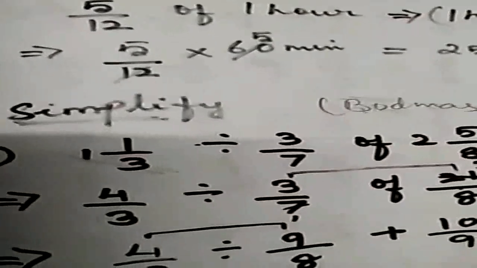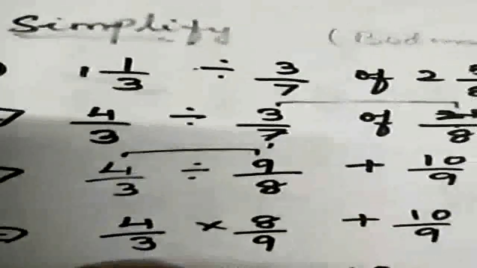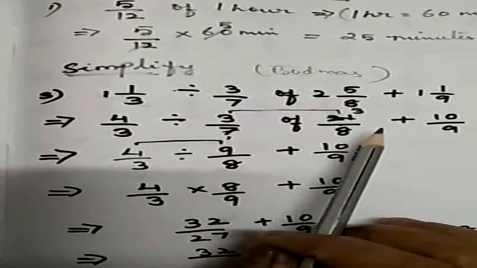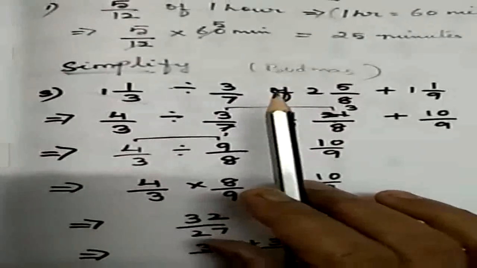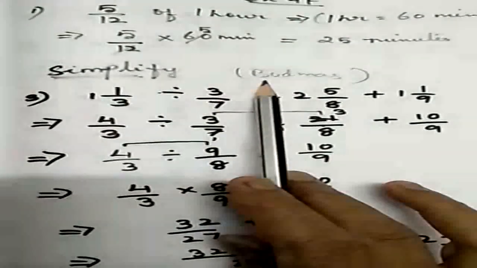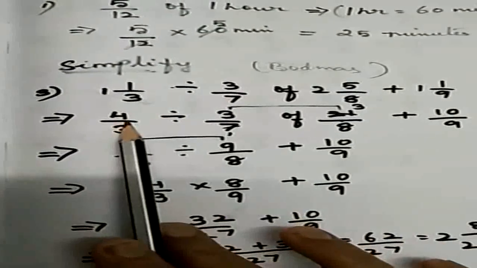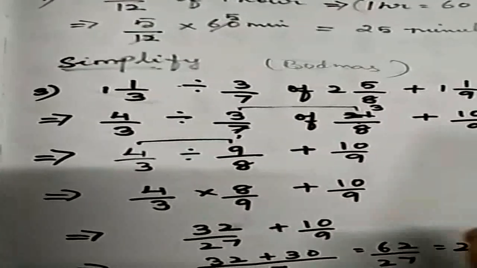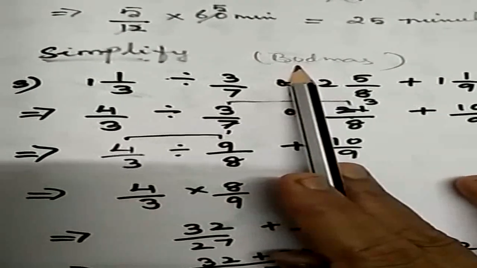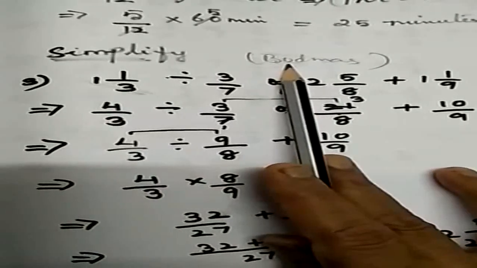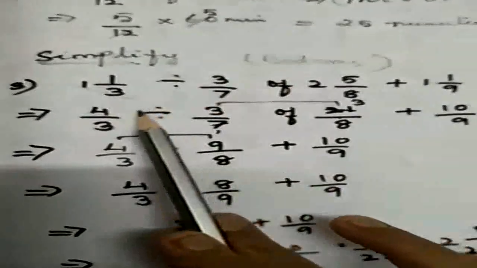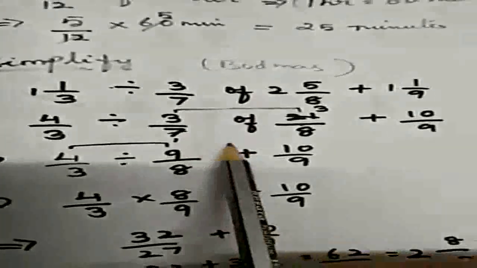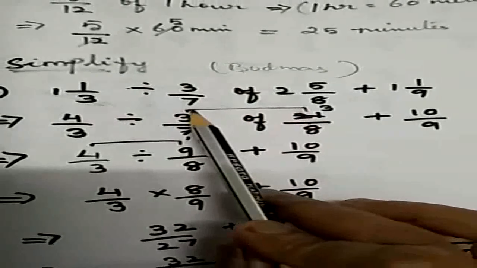Okay, now you have brought everything into improper fractions. After bringing it into improper fractions, now you have to apply the BODMAS method. B stands for bracket. Are you seeing any bracket here? No, you are not seeing any bracket here. Then next is O. O stands for of. Now are you seeing any of here? Yes, here I am seeing of. So I will solve this of first.